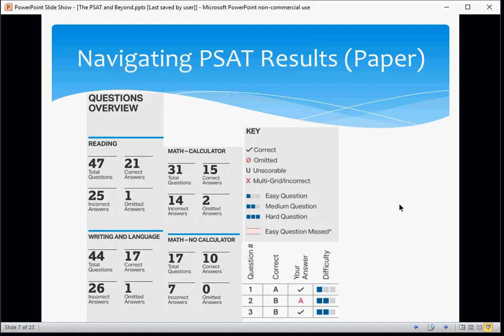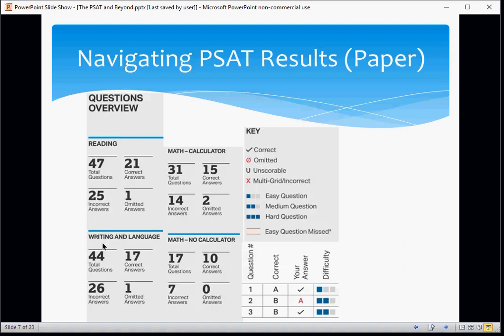Now, as we continue looking at the score report that you receive, you'll see that there's a breakdown for the 4 sections. There are 4 sections on the PSAT. There is no essay. The first section is reading. There are 47 questions. In this case, the student answered 21 correctly. There were 25 questions they answered incorrectly, and 1 question they did not answer at all.